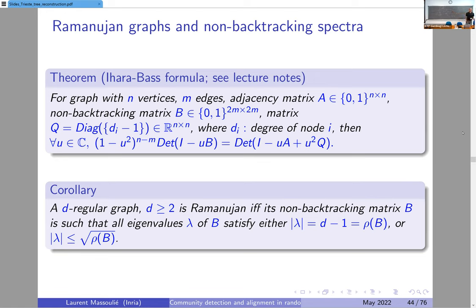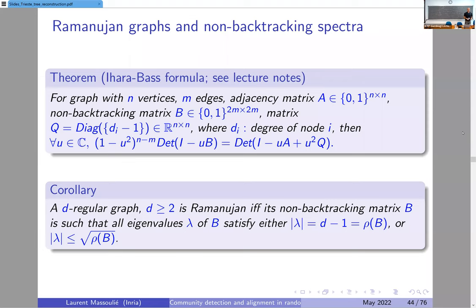I leave it to you as an exercise to see how you can characterize the property of being Ramanujan on the spectrum of B instead of on the spectrum of A. And that gives you the corollary here. You have a Ramanujan graph if and only if the non-backtracking matrix B has eigenvalues that are either all equal in modulus to d minus one, the degree minus one, or at most the square root of d minus one. So there's a subtle mapping here, but it exists.